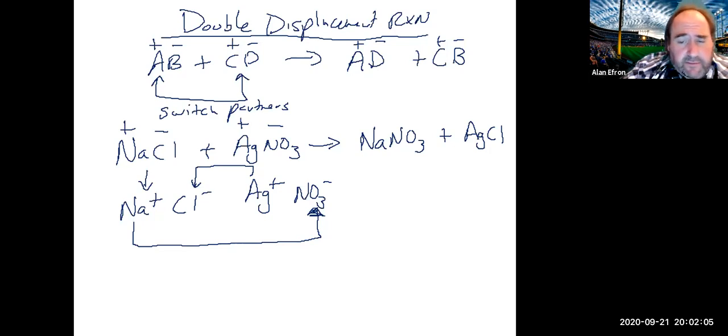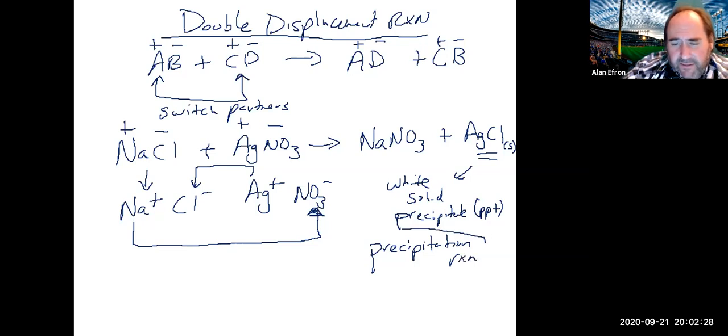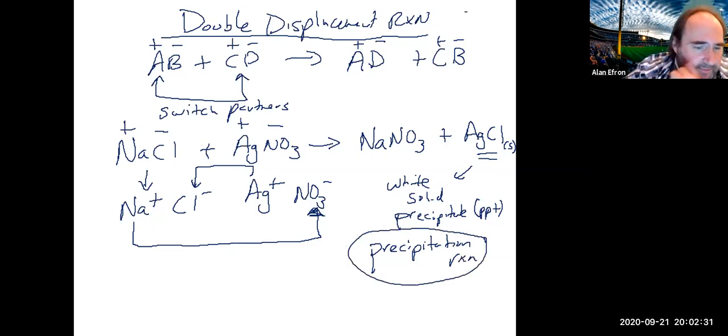By the way, this double displacement reaction, this white solid that's formed, this silver chloride, is sometimes what is known as a precipitate, PPT. And this is why this reaction is also sometimes classified as a precipitation reaction, because it made a solid. So it really is overall a double displacement reaction, but sometimes people will classify it as a precipitation reaction because it did make a solid. Question on that one there.